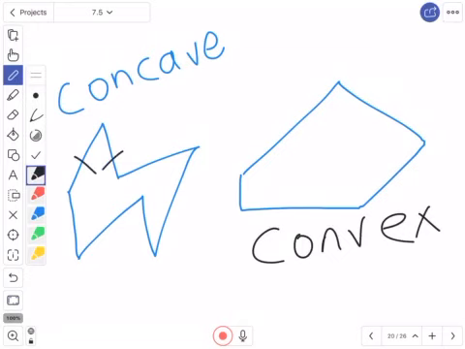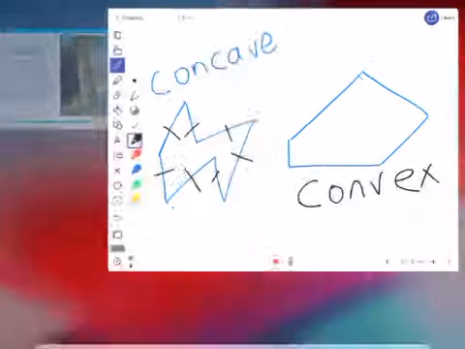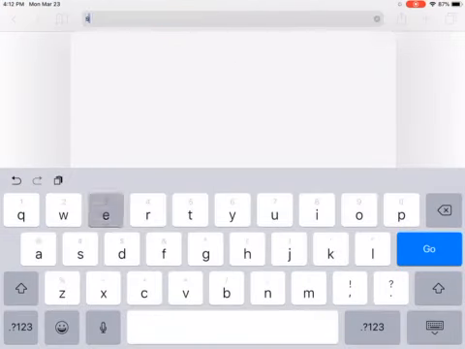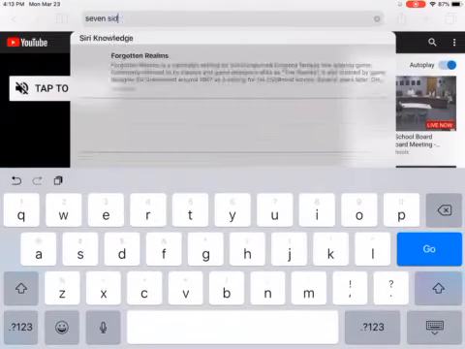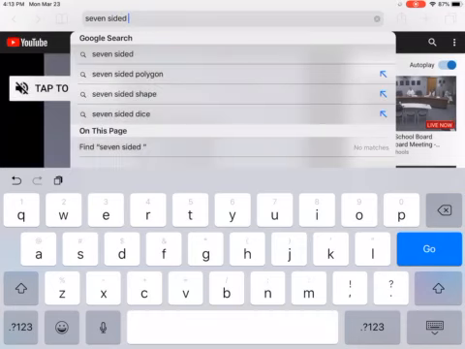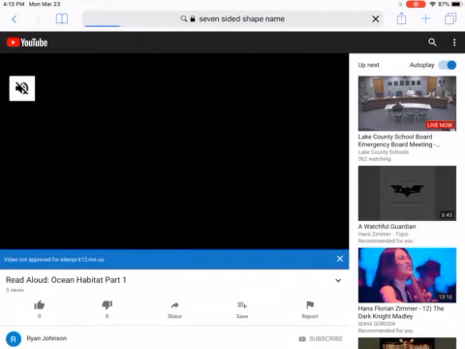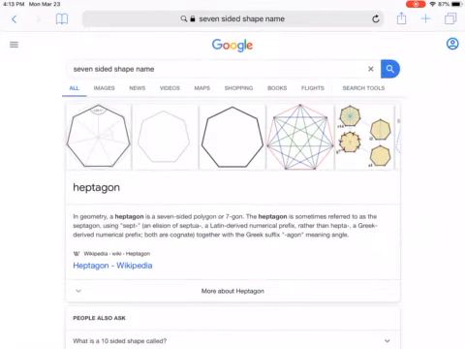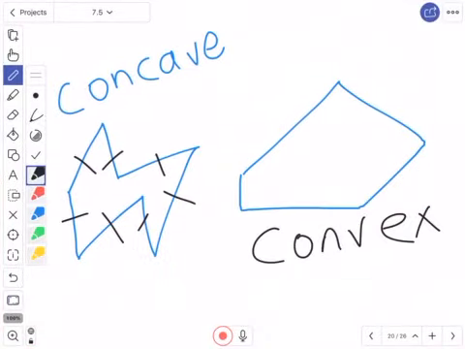Like this one: 1, 2, 3, 4, 5, 6, 7. I cannot think off the top of my head what a 7-sided shape is. I'm going to go to Safari just to check. 7-sided shape. Heptagon. Oh, I could not remember it. So that's a heptagon, because it has 7 sides.